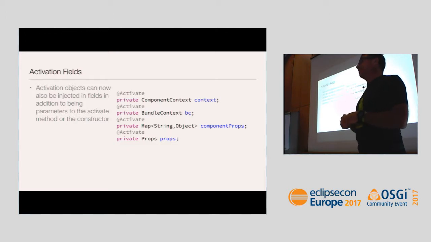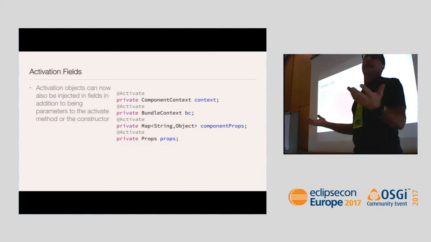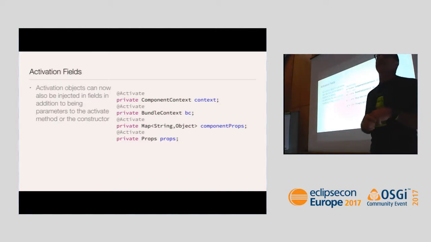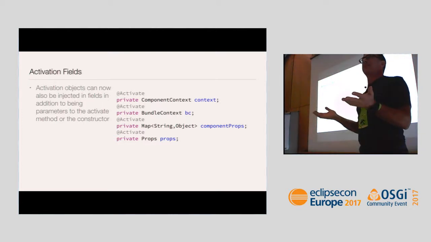So basically, at this point, you don't necessarily even need an activate method anymore, right? You can get everything you need either through your constructor or through the field injection of these activation objects. So that sort of gets rid of even more boilerplate. But we do still support the activate method because it is sometimes key as a post-construct activity.